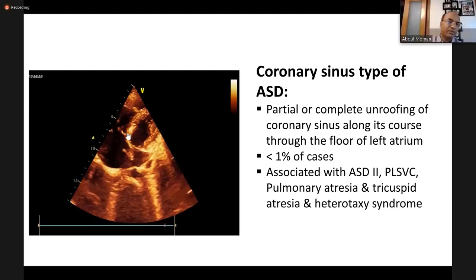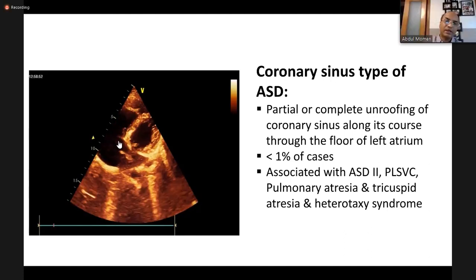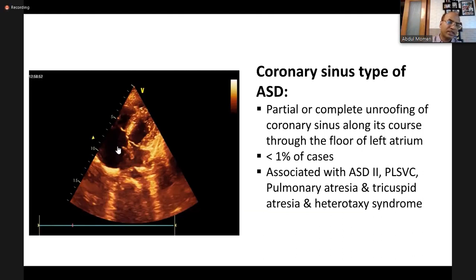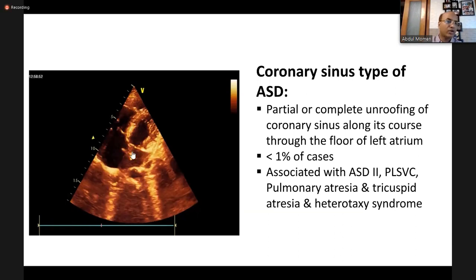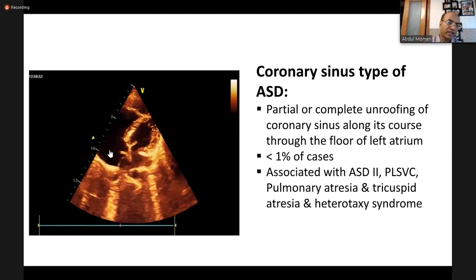This is the right atrium. This is left atrium. Right ventricle, right atrium, left ventricle, left atrium. So this tube structure is the coronary sinus. This coronary sinus traverses, draining into RA, goes over the LA as a roof, and unroofed coronary sinus is the coronary sinus type of ASD. So this is the coronary sinus. Here the lower wall of the coronary sinus is deficient.